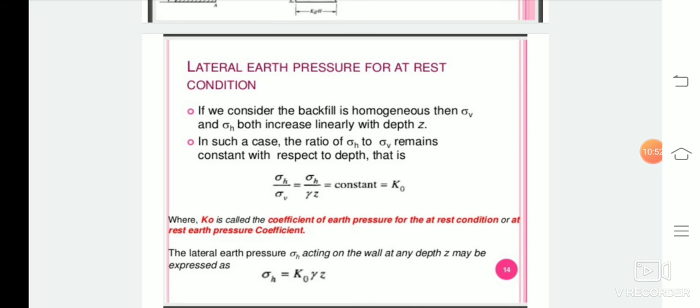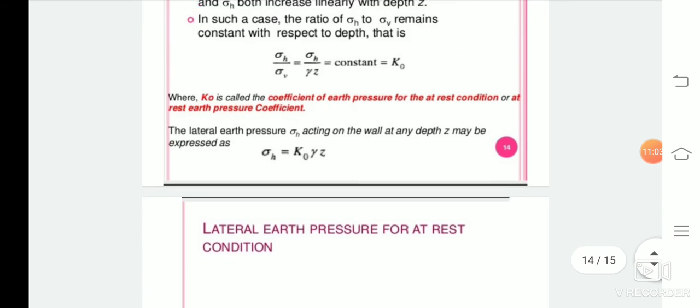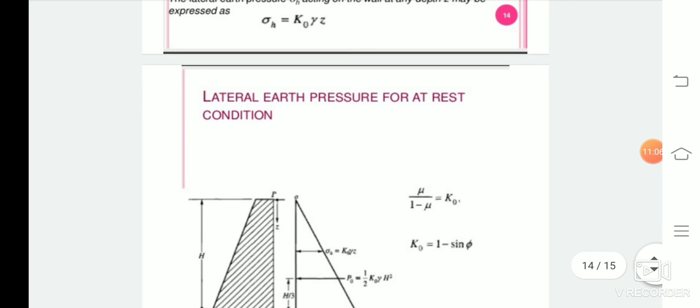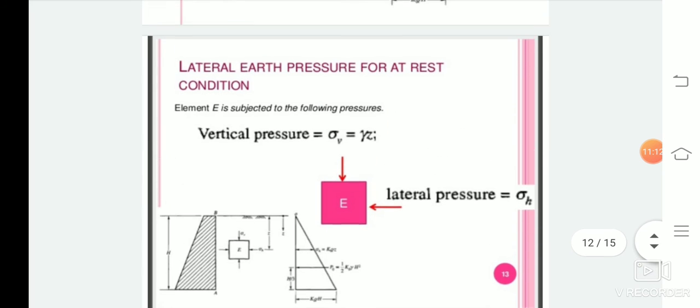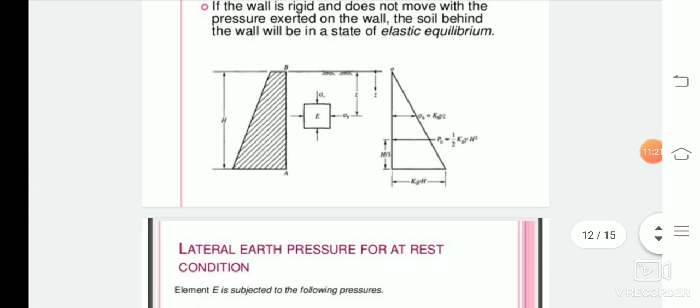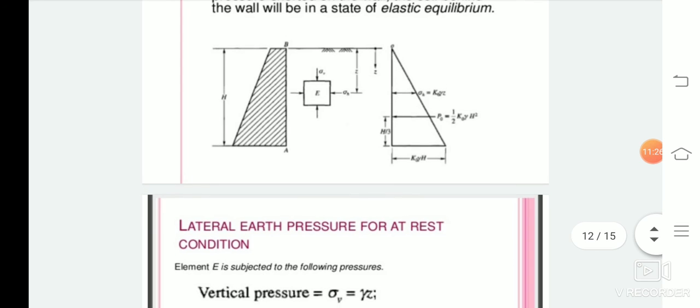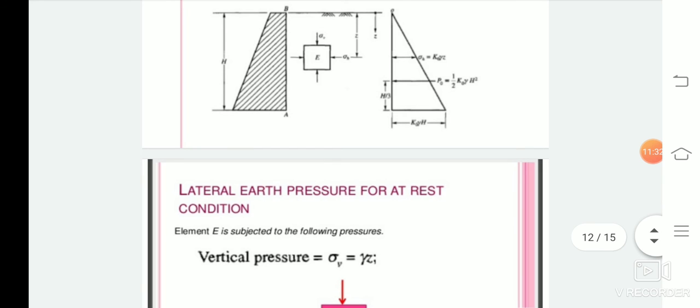So the lateral earth pressure sigma h acting on the wall at any given depth z is given by sigma h equals K naught into gamma into z. This is the value of the earth pressure at rest condition. As per the pressure distribution diagram, we can easily see that the distribution is triangular, where the intensity of the pressure at the top, where depth is 0, is 0, and the intensity at the base of the wall is K naught into gamma into h. So the diagram will be triangular.